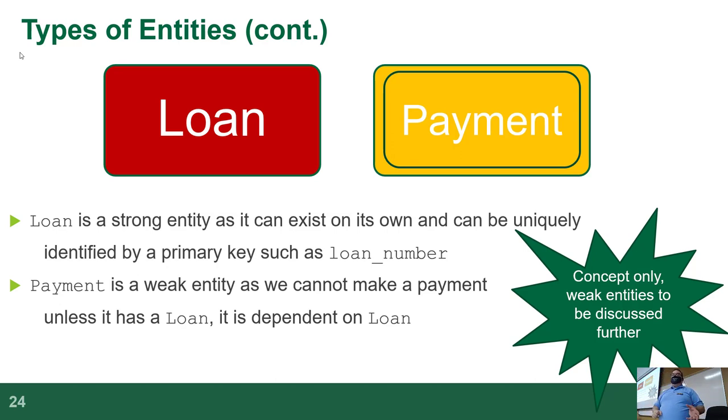A payment, on the other hand, is a weak entity. Because imagine you walked into a bank and you say, I want to make a payment. They go, what's your loan? You go, I don't care, just take my money. The teller's going to look at you like, what the hell is wrong with you? Right? A payment is a weak entity.